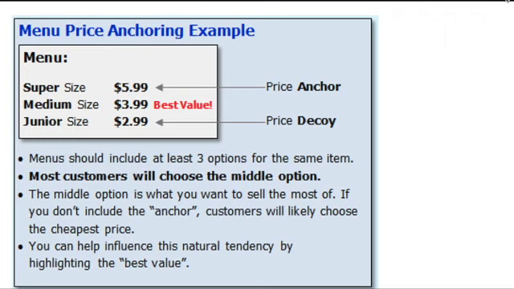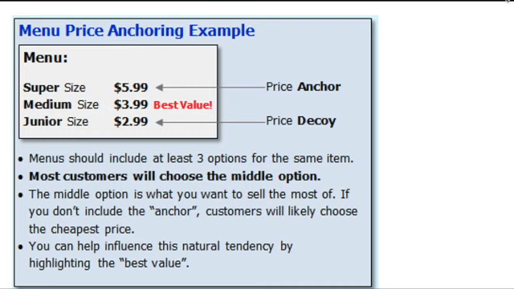Now, the best value item is, in other words, the one that the company wants to be selected the most. They recognise that the price anchor is probably not the best value, and customers might be put off. They don't necessarily want the price decoy, but they believe that it might influence customers to go for the middle option, believing it to be the best value. So the anchor and the decoy work together to try to get the customer to select, for example, the medium size.